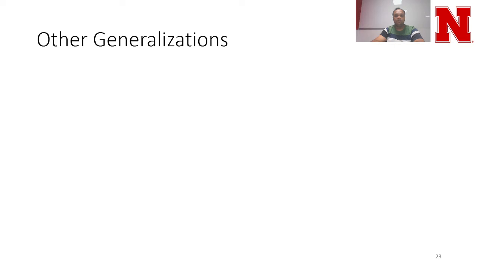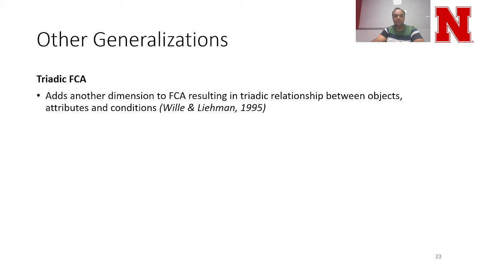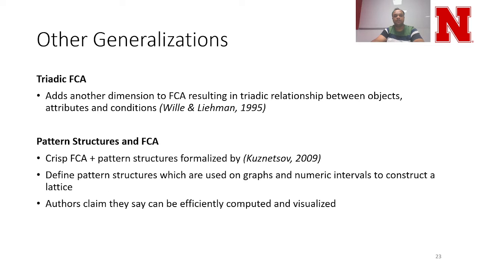Other generalizations that are not so important, but we thought we should mention here, is triadic FCA. Here basically this adds another new dimension to FCA. It's not just objects and attributes, it's now objects, attributes, and conditions. And the authors also prove various order-theoretic and graph-theoretic results to show that it is similar to the original FCA.